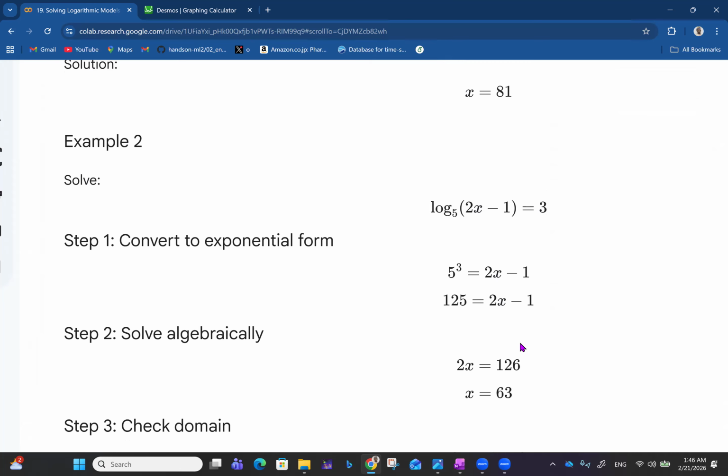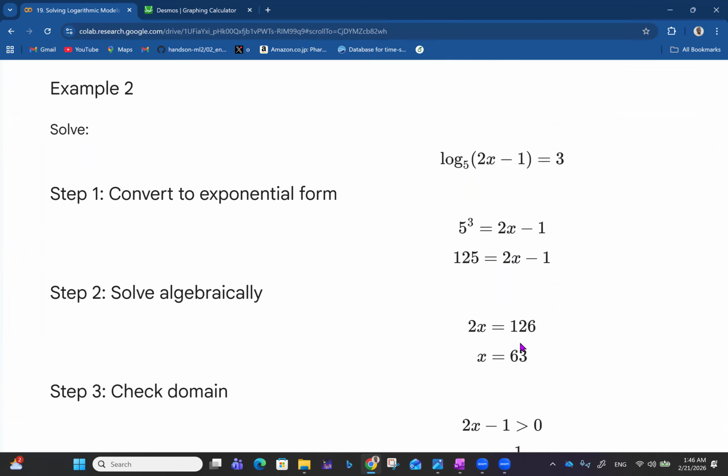Then we have example 2 now, where we solve log of 2x minus 1 to base 5 equals 3. If you look at the domain restriction, 2x minus 1 should be greater than 0, meaning that x should be greater than half, right? So if you get anything less than half as an answer, it won't work. But if it's greater than half, then we are good to go. So we write this log as an exponent. We have 5 raised to the power 3 equals 2x minus 1. That's 125 equals 2x minus 1.